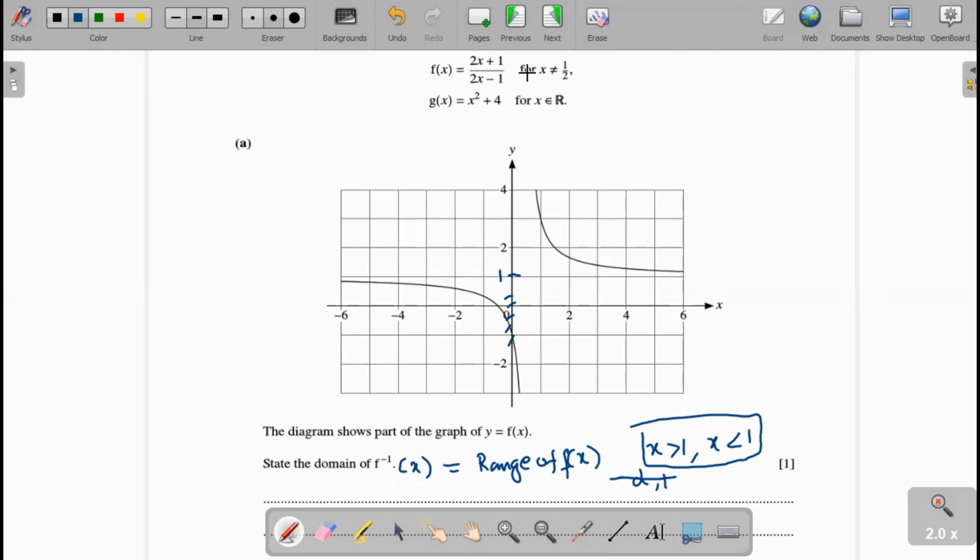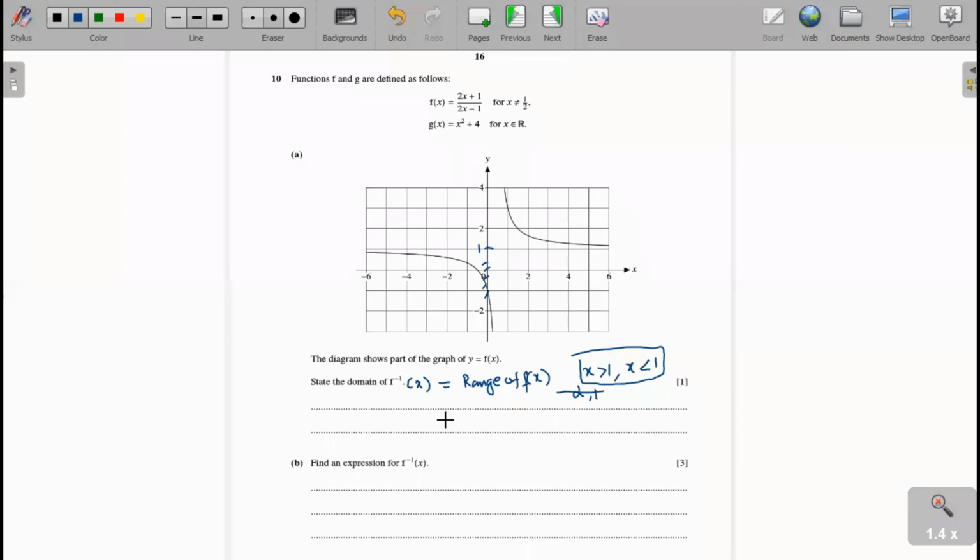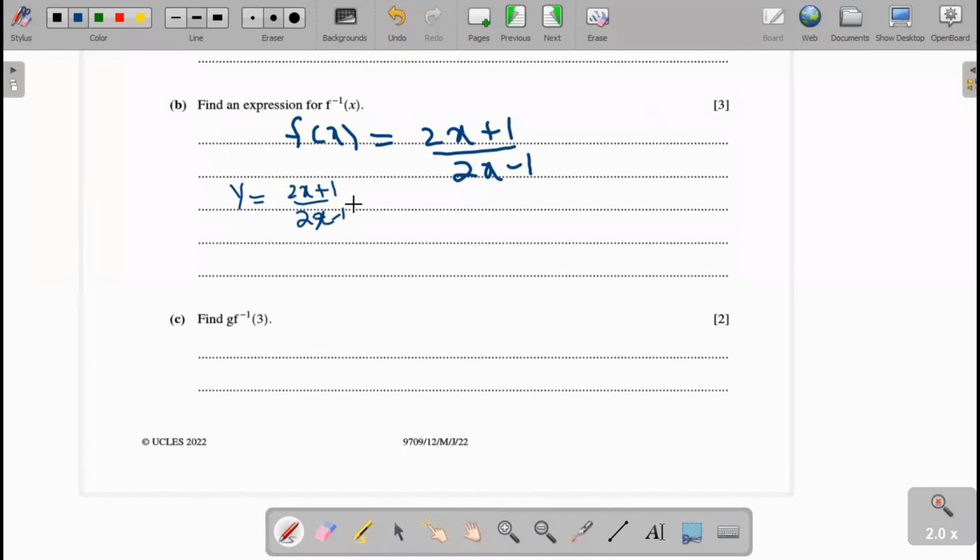Now the next part. Part E, find an expression for f inverse of x. Now here f of x is given, that is equal to 2x plus 1 over 2x minus 1. We suppose that f of x equal to y. Therefore, x will be equal to f inverse of y. Now we first find f inverse of y. We make x the subject here.